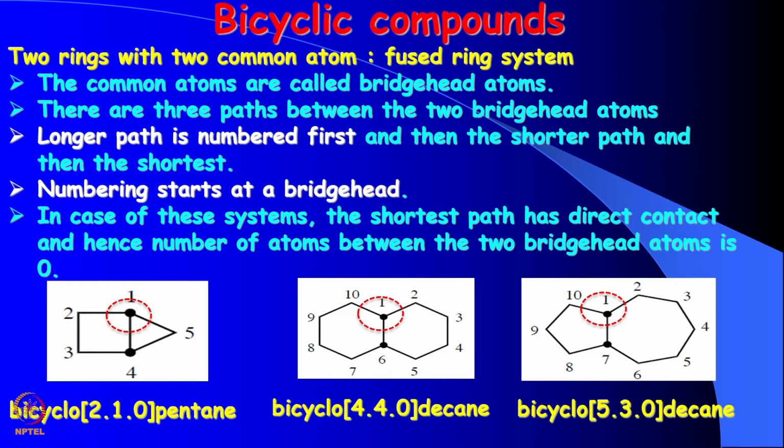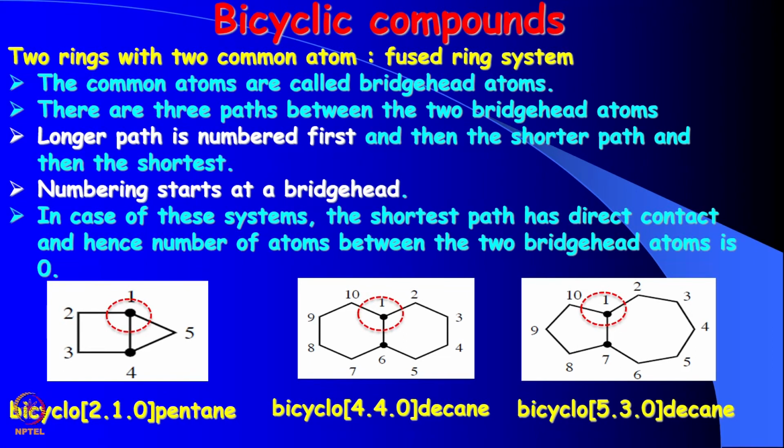In the first case, we write it as 1, 2, 3, 4 and then 5. So, there are 2 atoms between 1 and 4 on this side. There is 1 atom between 1 and 4 on that side, and 1 and 4 are directly connected. So, we write it as bicyclo[2.1.0]pentane.